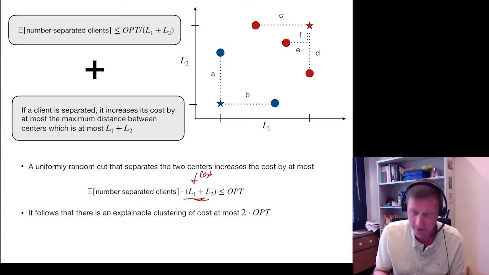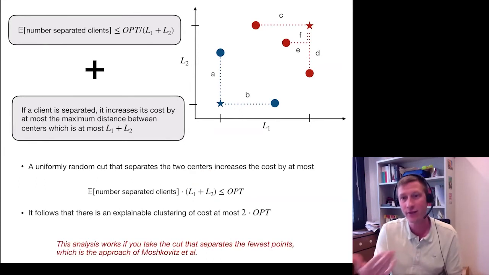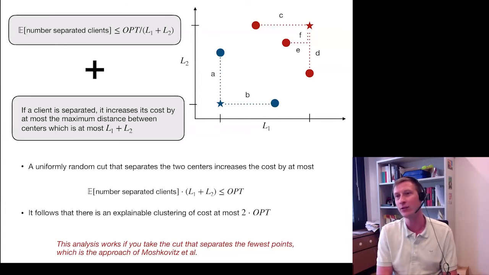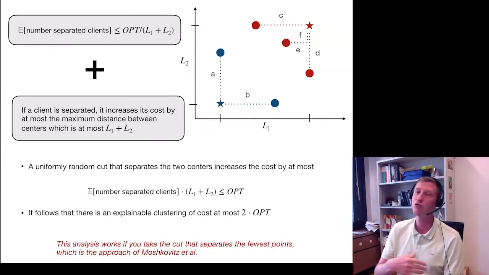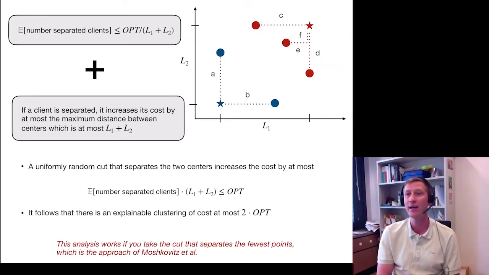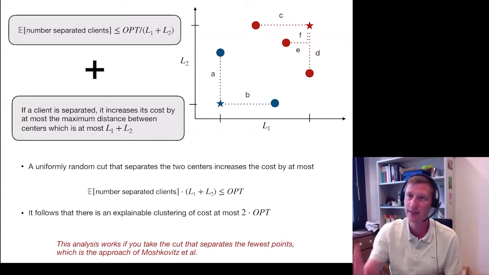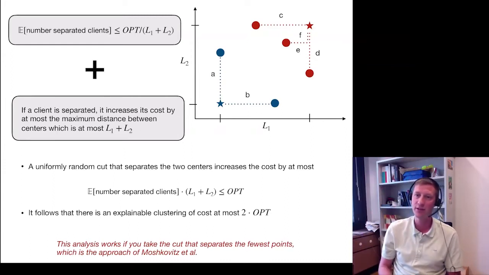So now we can continue. A good remark here is that this also works if I didn't take random cuts. Why do I take a random cut? You could also take the cut that separates the fewest number of points. Then the same analysis works. In fact, that's the proof from the ICML 2020 paper, where they select the min cut, meaning the cut that separates the fewest points, basically.